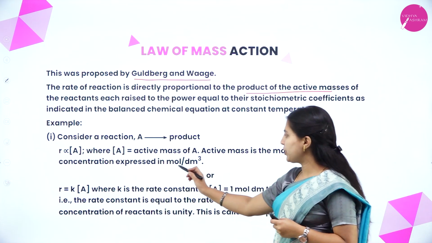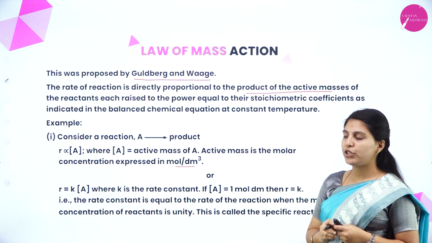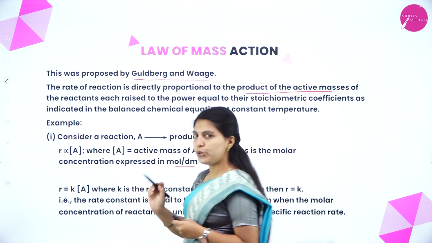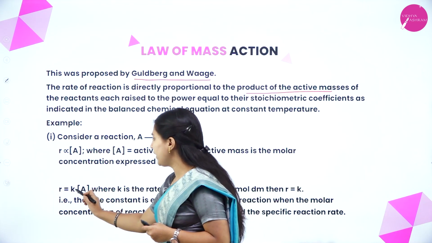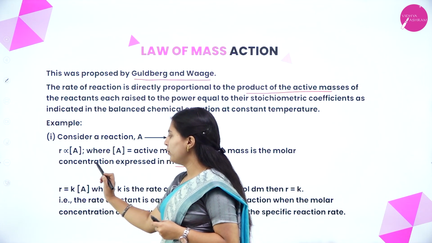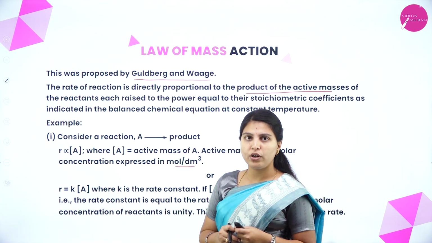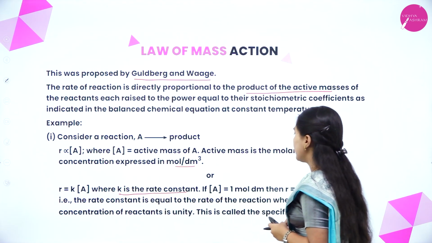Okay, this is the expression, and this active mass will be the molar concentration of the reactant, and this proportionality should be identified with some constant. That's why K will be introduced. Now, rate of reaction will be equivalent to rate constant into molar concentration of A. See here, K is nothing but the rate constant.